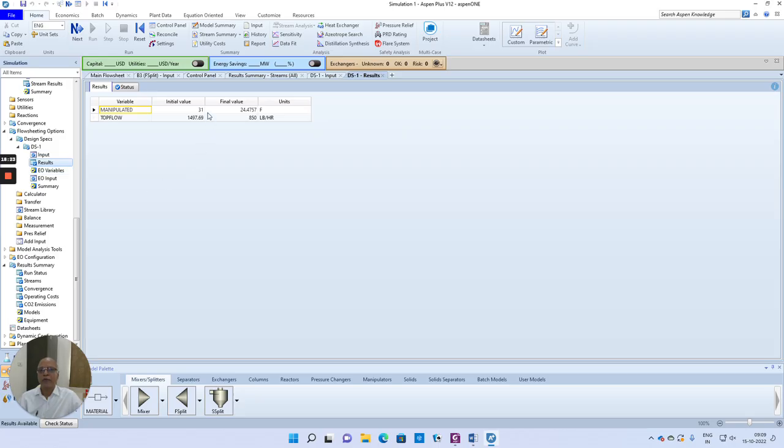Now you can see when the temperature initially was 31, the flow rate is 1497. Remember, this is mass flow, and when the temperature is brought down to 24.47, it is 850. Right? So the temperature of the flash column, instead of 5 degrees centigrade, you must be in a position to operate that at 24 degrees in order to obtain 850 lbs per hour.